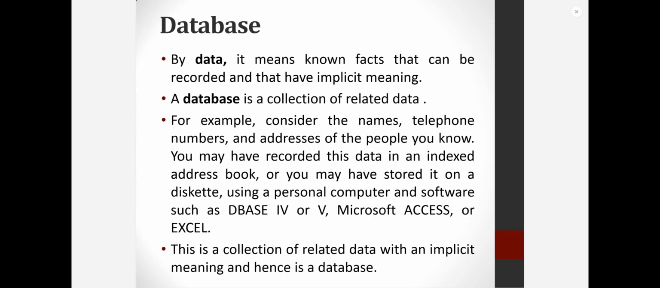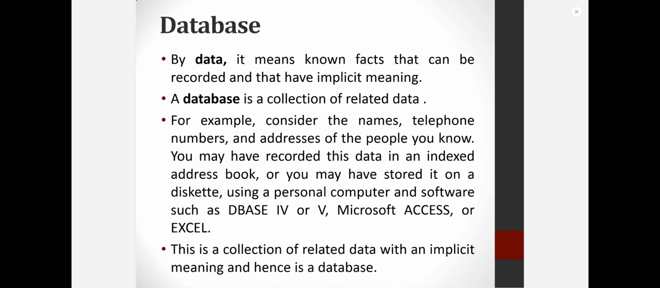Let's start with database. By data, it means known facts that can be recorded and that have implicit meaning. A database is a collection of related data. For example, consider the names, telephone numbers, and addresses of the people you know. You may have recorded this data in an indexed address book, or you may have stored it on a diskette using a personal computer and software such as DBase 4 or 5, Microsoft Access, or Excel. This is a collection of related data with an implicit meaning and hence is a database.